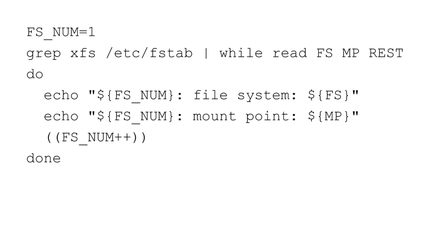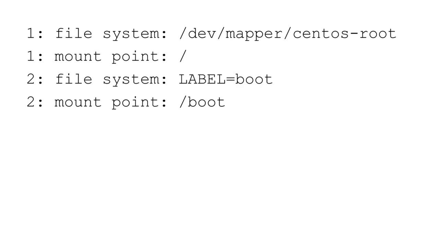If you want to assign each field in the fstab its own variable, you can do that too. Here I was just going to use the first 2 fields, and that's why I chose to use 3 variables. This is the output of the script. You can see that the CentOS root file system gets mounted on /, while the file system labeled boot gets mounted on /boot.